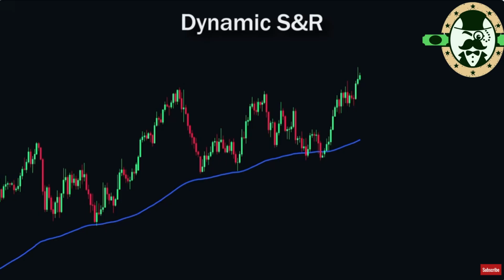Strategy number 12 is dynamic support and resistance. Dynamic support and resistance is similar to support and resistance, but instead of using fixed horizontal lines, it uses indicators like moving averages to define key levels. This allows the support and resistance levels to change as the market moves.